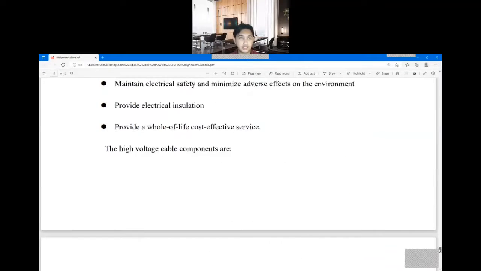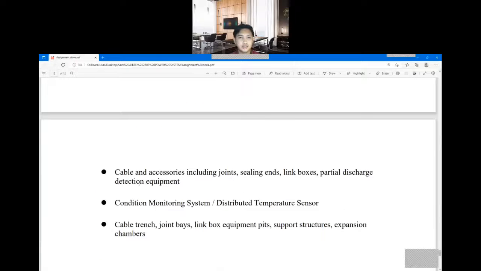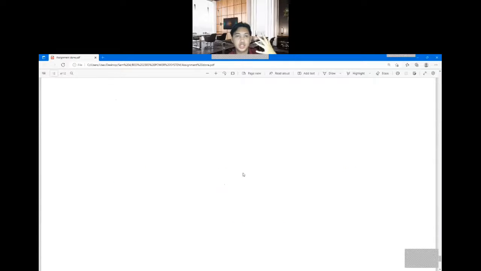The high voltage cable components are joints, sealing ends, sealing boxes, partial discharge detecting equipment, commissioning, monitoring system, or distributed temperature sensor. Next are cable trench, joint base, laying box, equipment pits, support structure, and expansion chamber.